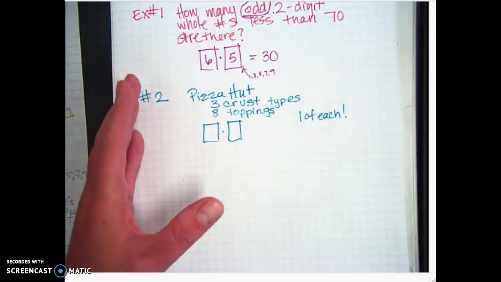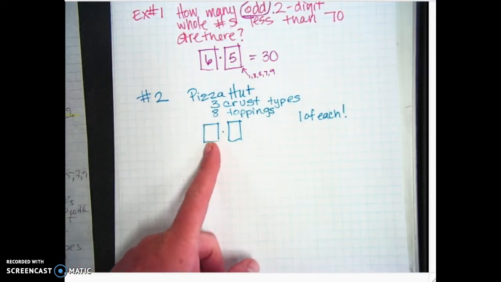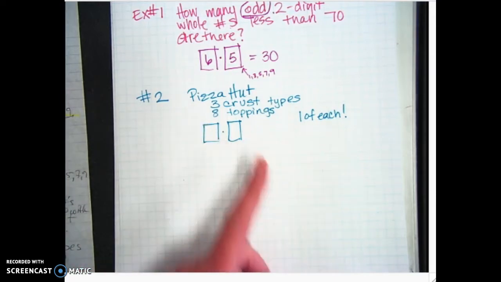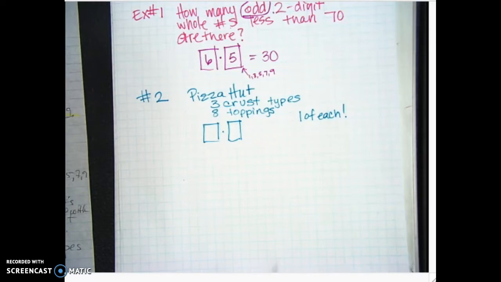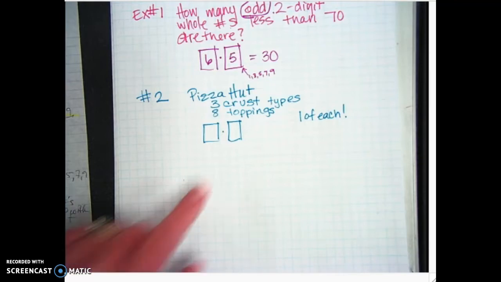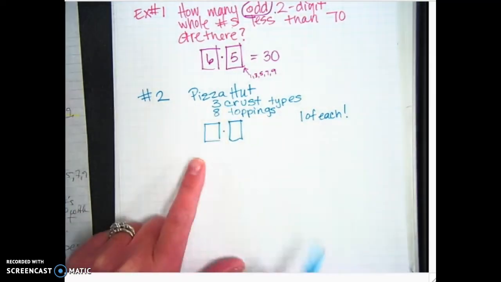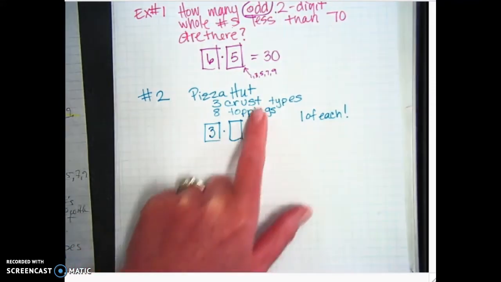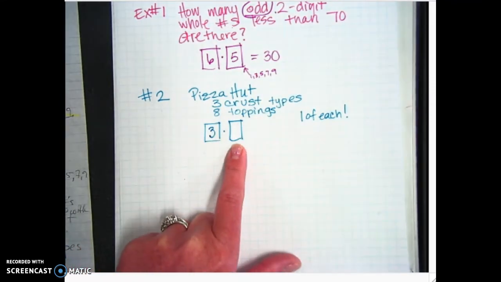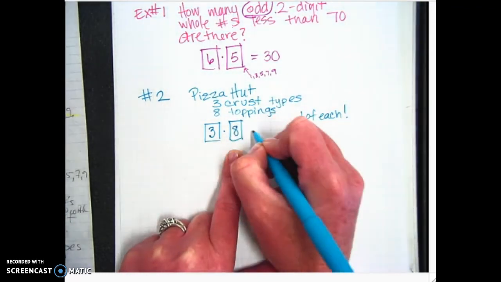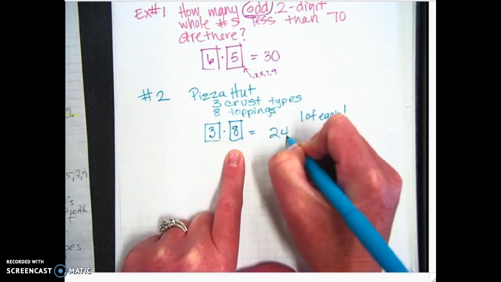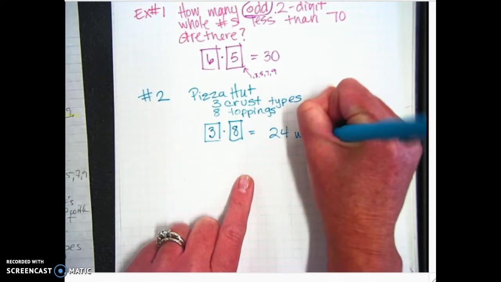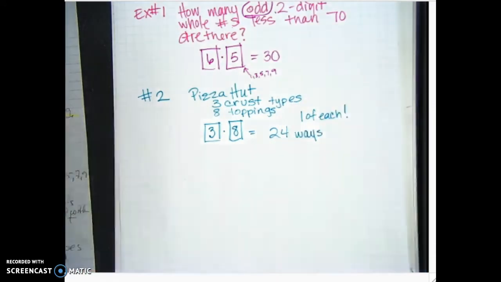So this is their special. If you want the special price pizza, you can only have one type of crust and one topping for this really great price. If you want more toppings, you're going to have to pay a higher price. That's how most pizza places work. So if you have 3 crust types, that goes in the first box, and 8 topping choices goes in the second box. So there are 24 ways you can order this special pizza.